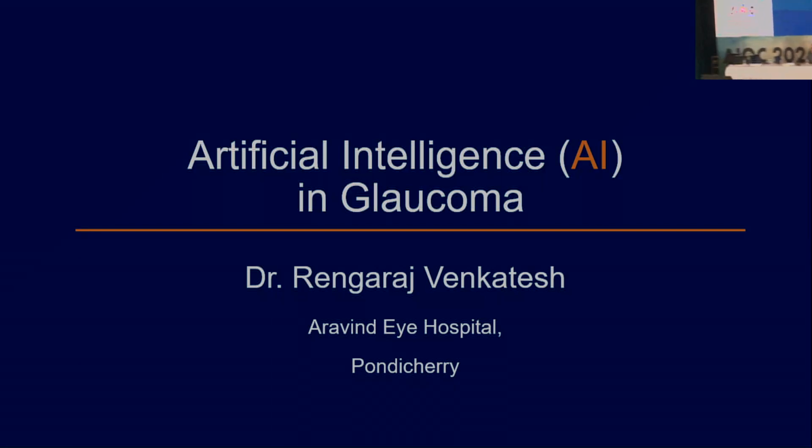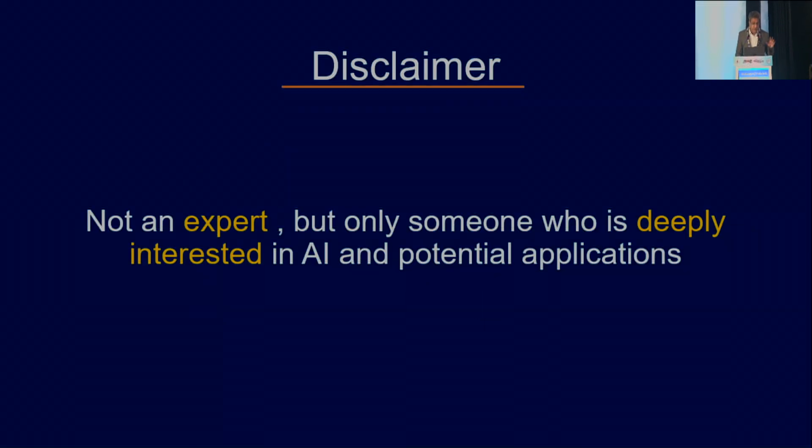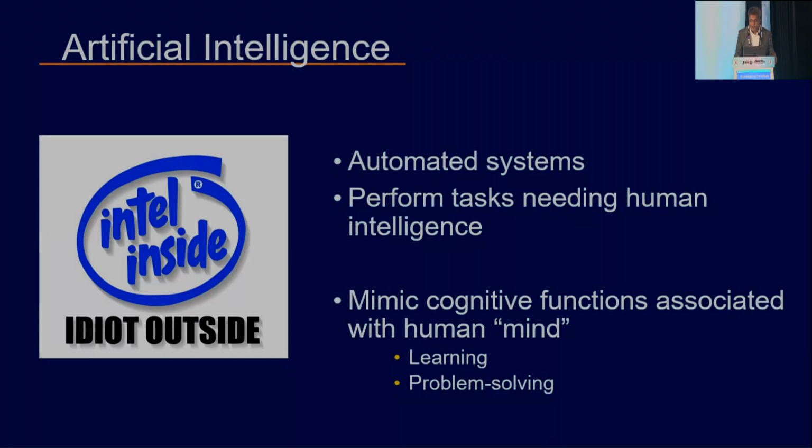So I'll be just highlighting some experience we have on artificial intelligence in glaucoma. And this is a disclaimer: I'm not an expert, but someone who is deeply interested in AI and its potential applications for the future generations and our patients. And I always feel all these automated systems perform tasks which need human intelligence, because it mimics the cognitive functions associated with the human mind by learning and also solving problems.